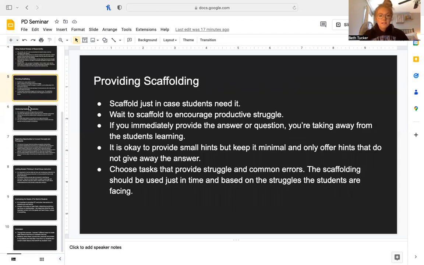The next unproductive task is providing scaffolding. Scaffolding should be used just in case students need it. So I can wait to scaffold to encourage productive struggle. If you immediately provide the answer or question, you're taking away from the student's learning. It's okay to provide small hints, but keep it minimal and only offer hints that don't give the answer away. And then I can choose tasks that provide struggle and common errors to help students learn. This scaffolding should be used just in time and based on the struggles the students are facing. So you can't necessarily determine it completely before you teach the lesson.